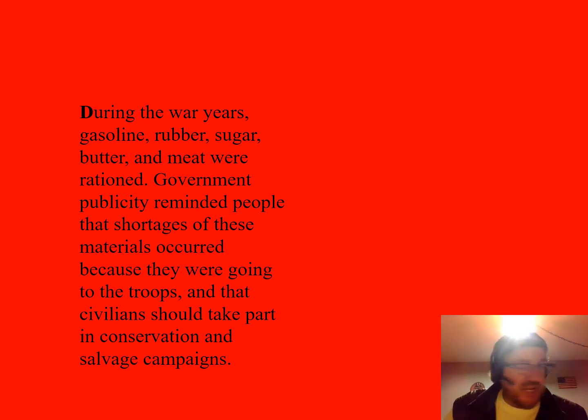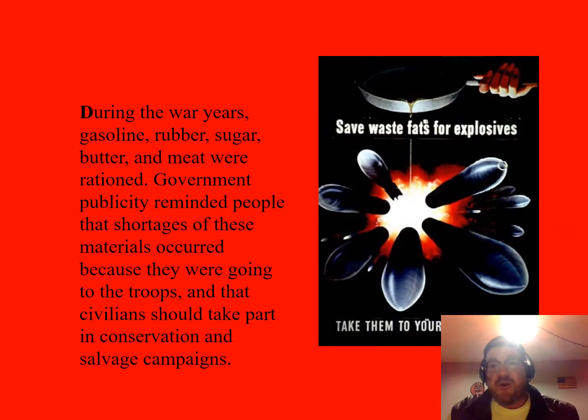Now, rationing. During the war years, gasoline, rubber, sugar, butter, and meat were rationed. Government publicity reminded people that shortages of these materials occurred because they were going to the troops, and the civilians should take part in conservation and salvage campaigns. So rationing was limiting the amount of things that you used to help the war effort. And there was a lot of propaganda used to encourage people to ration. Right here, saving waste fats for explosives, take them to your local butcher, that kind of thing.